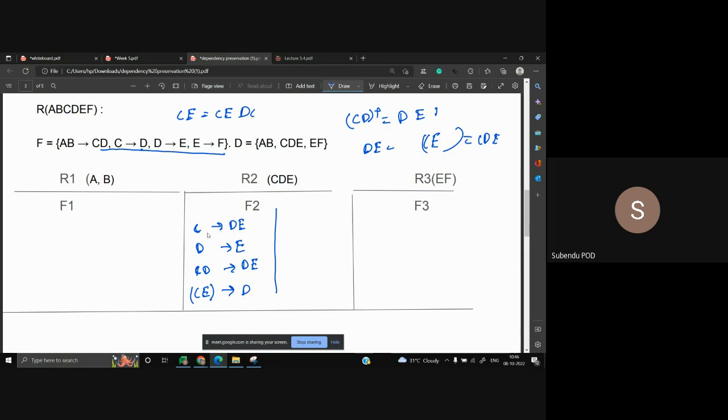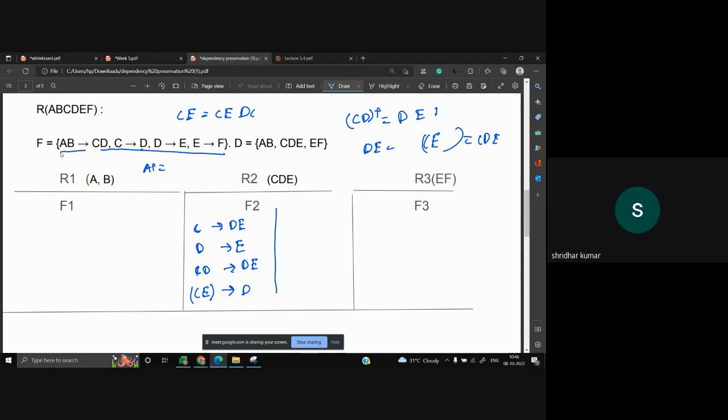So C with the E is extraneous, right? Because with the help of C we can get D. Sir, can't we find A closure in R1 by using AB? Yeah, you have to find the E. So see A closure, what will we get?